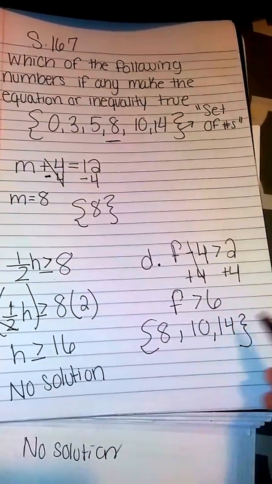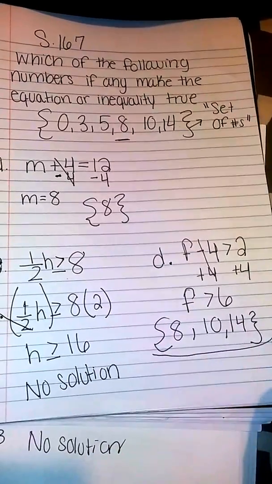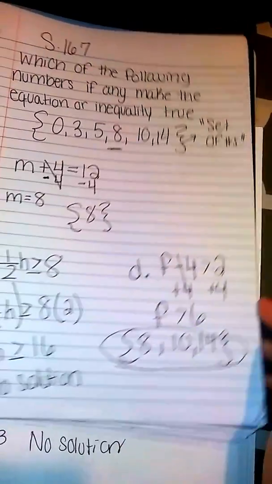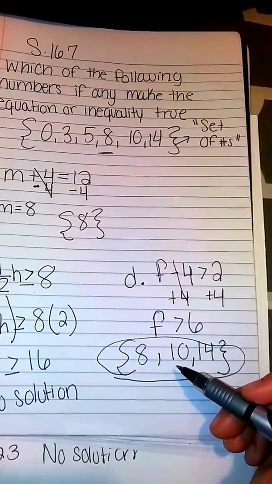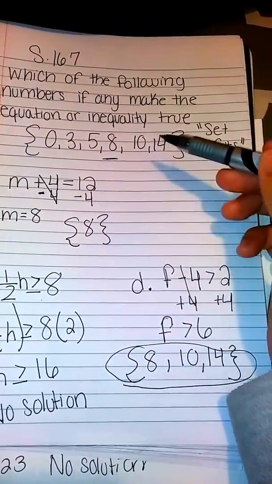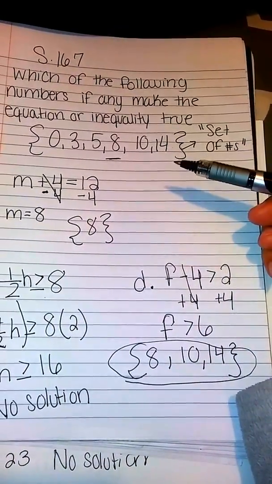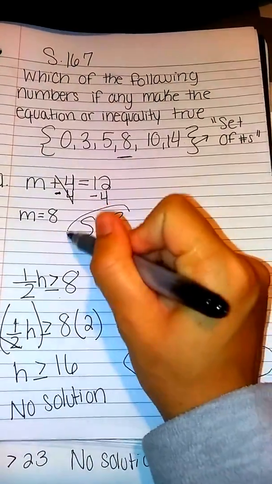So make sure that your final answer is in a set of numbers, and you're checking to see if it's in the actual set of numbers that was provided for you, okay? So you should be circling your answers.